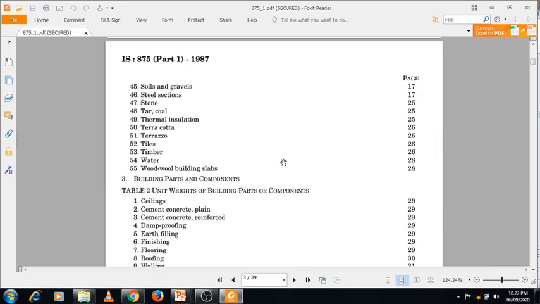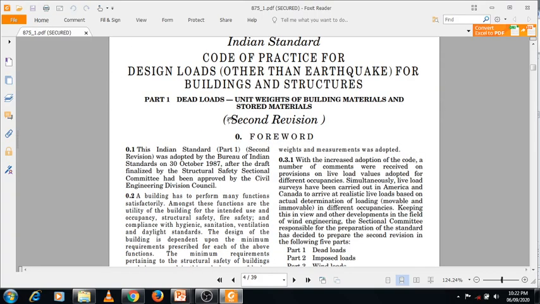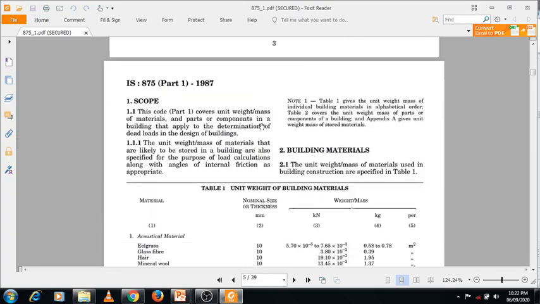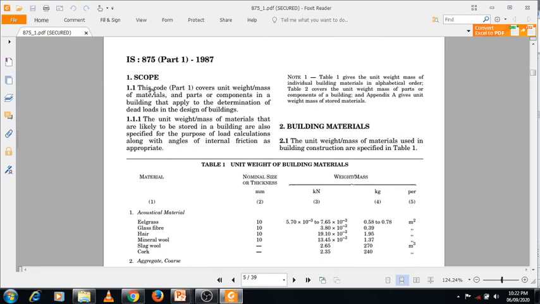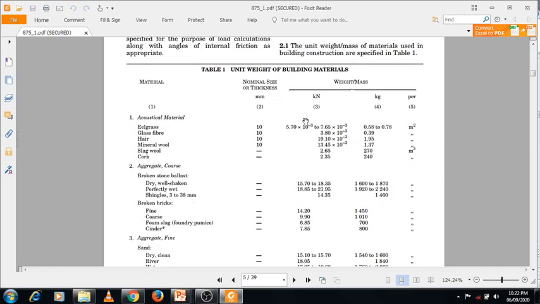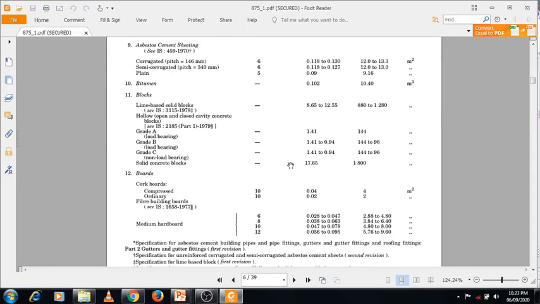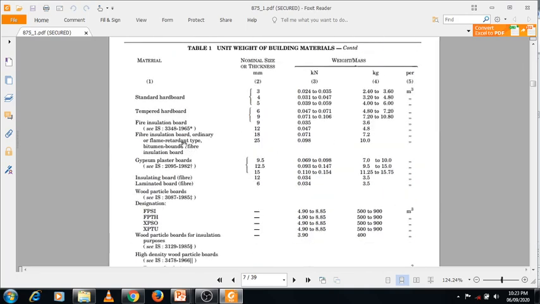So here we can see the IS 875 Part 1, 1987, for dead load. Here we can see the scope of this IS code. This code, that is Part 1, covers the unit weight and mass of materials and parts or components in a building that apply to the determination of dead load in the design of buildings. And here we can see the different building materials for which unit weight is given in kilonewton and kg also. Okay, so this is IS 875 Part 1, 1987, for dead load.